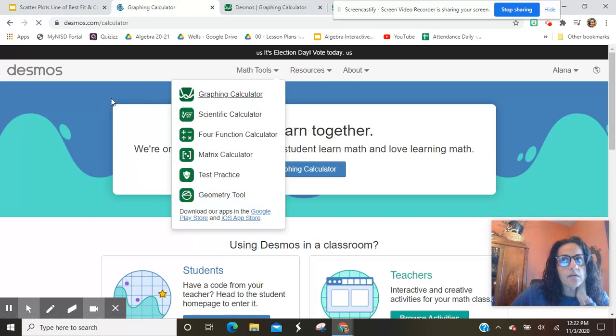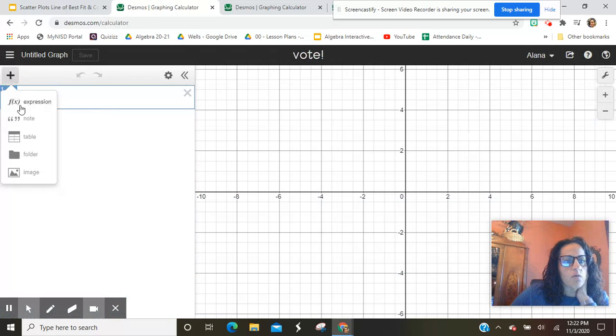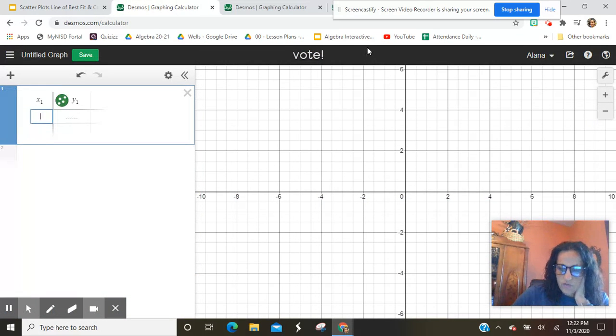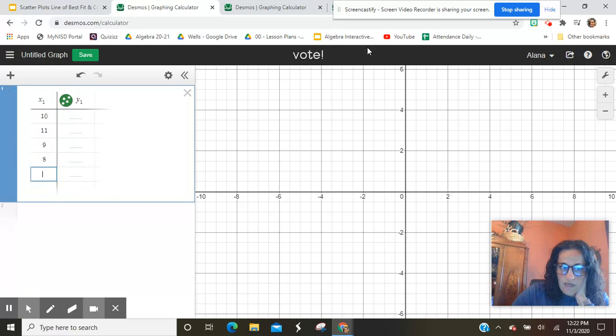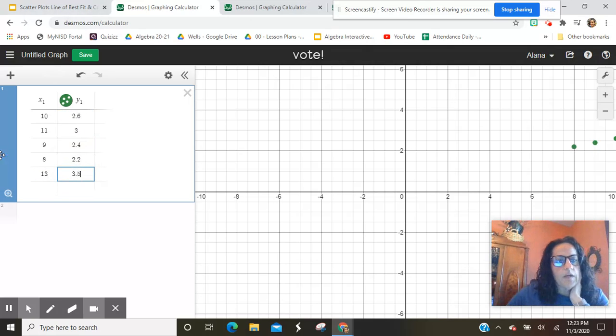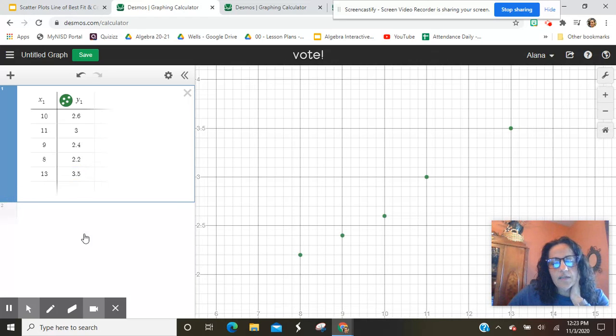Same process. I am going to start with a table and input those values. So we would have 10, 11, 9, 8, and 13. And then for the gallons, it would be 2.6, 3, 2.4, 2.2, and 3.5. Again, I'm going to click that magnifying glass so I can see what I have going on here. So in this case, it is another positive correlation.